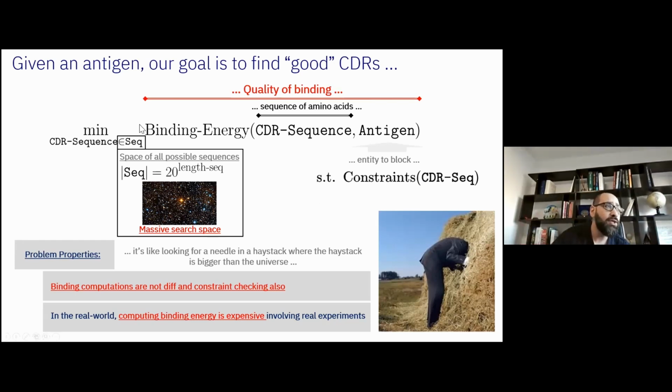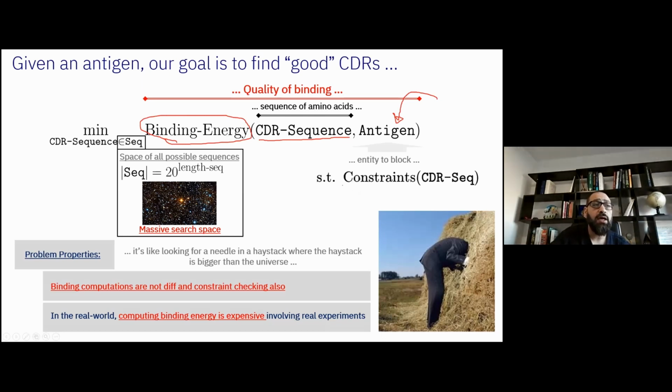In other words, I would like to find the sequence of amino acids, which I call the CDR sequence here, that binds well with respect to an antigen that entered my body. Please notice this is antigen specific for now: if you get some antigen, what we want to do is find that good sequence which minimizes the binding energy.